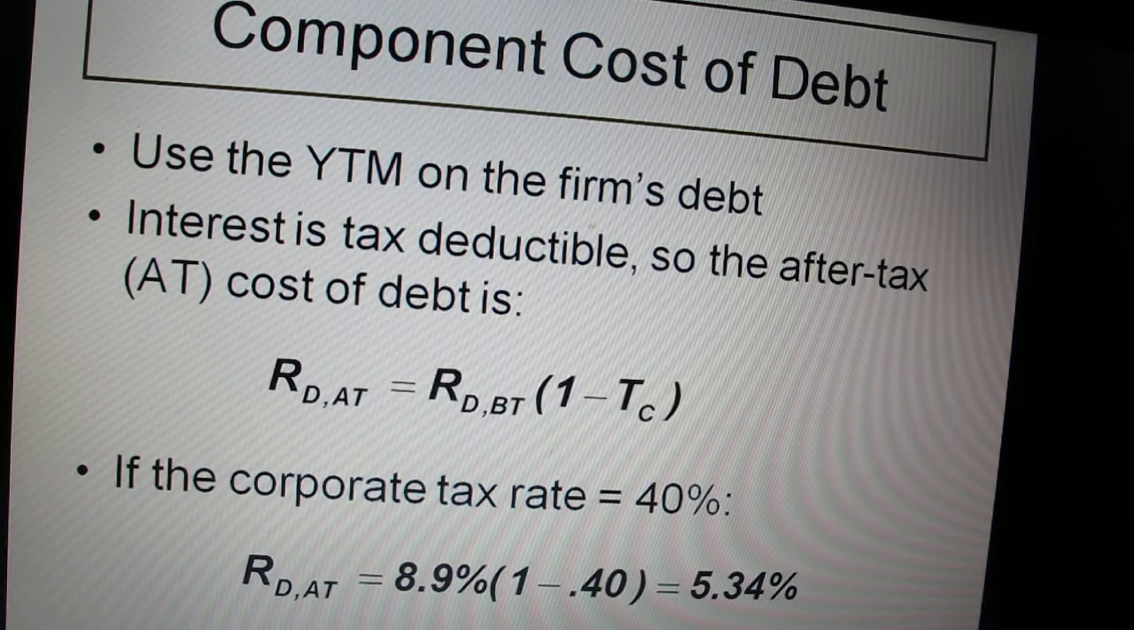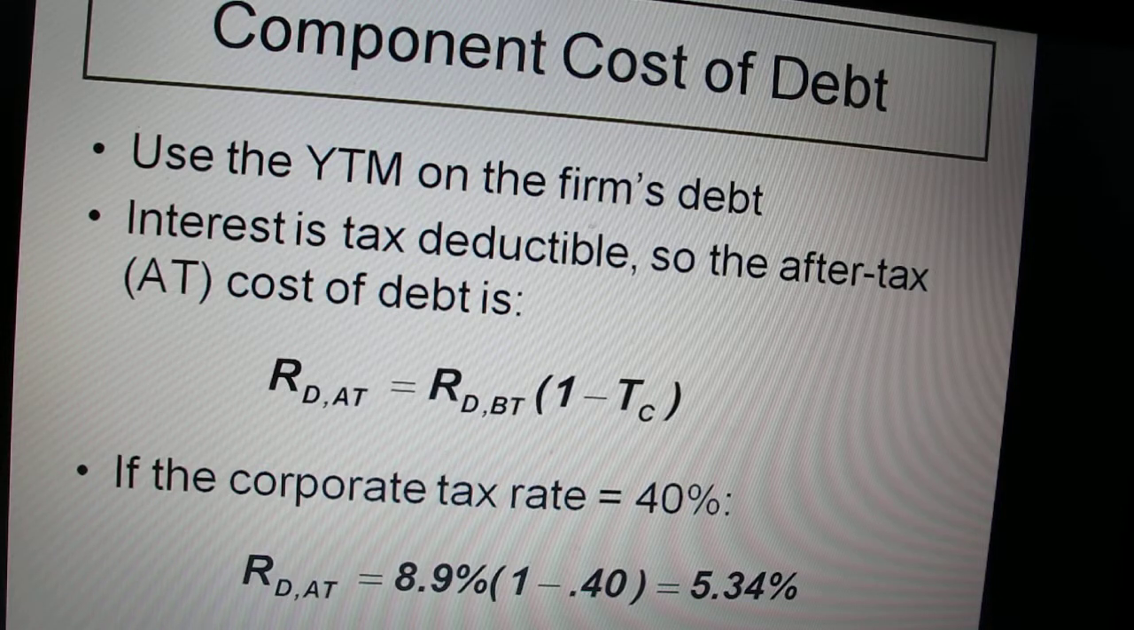So if the corporate tax rate is 40%, we could end up having our cost of debt equal to 8.9, which is our cost of debt before taxes, and then you're going to have 1 minus 0.4, which was that corporate tax rate, and you'd get 5.34. So once again, interest payments on debt are tax deductible. So cost of debt to the company is reduced by the corporate tax rate. This is important for quiz purposes.